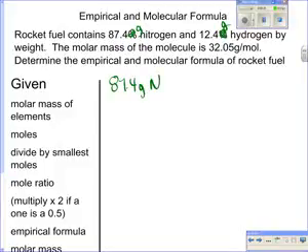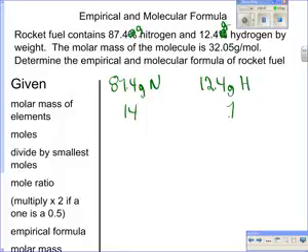Don't worry about diatomics here. With an empirical formula, we never worry about diatomics. And 12.4 grams of hydrogen. Then the next step is to look at the molar mass of those elements. So I know nitrogen is 14, again not diatomic, and hydrogen is 1. And then I convert those to moles.